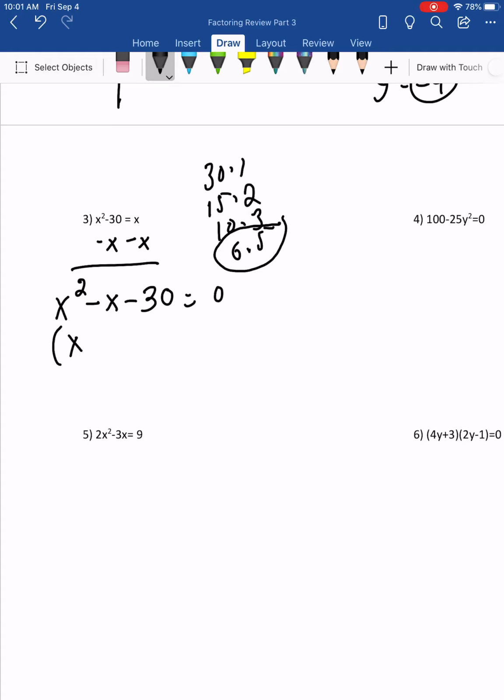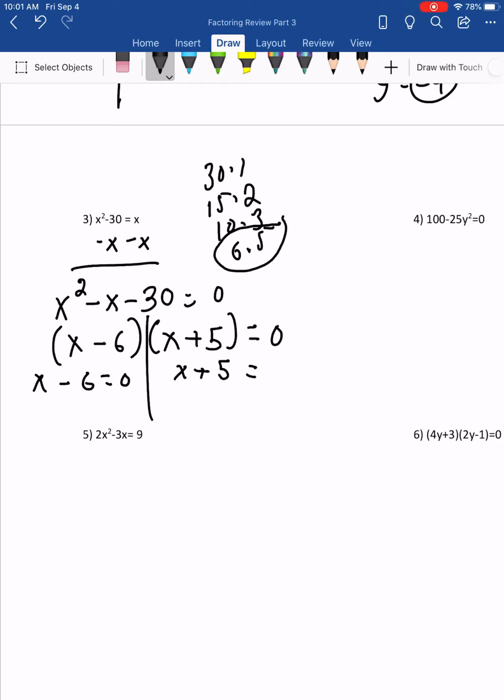So that's going to be x minus 6 times x plus 5 equals 0. Let's use the zero product property. X minus 6 equals 0. X plus 5 equals 0. So x is 6 over here, and x is -5.